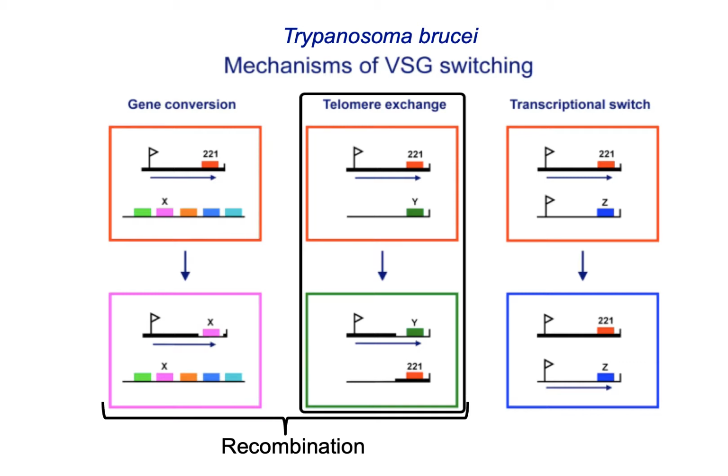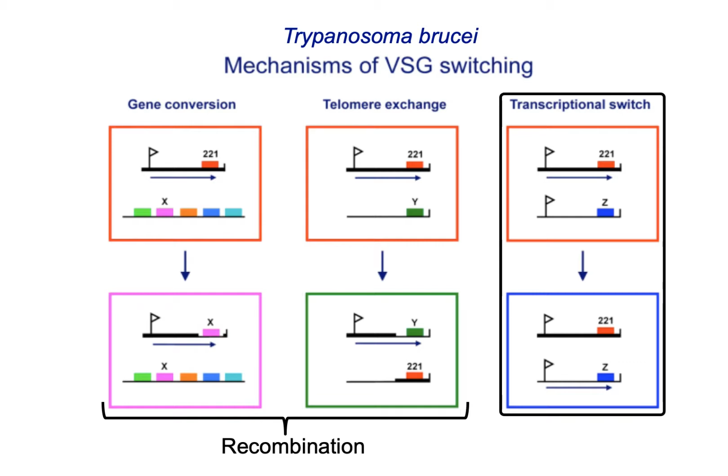So it switches each one of these little variable sections into that site, so it becomes part of that gene, part of the protein. Another one is via telomere exchange, so that's also a crossover event where you're exchanging one piece of one chromosome with another piece of that chromosome. And the third one is a transcriptional switch, and this is usually not involving a crossover event, but just changing which version is expressed at a particular time.